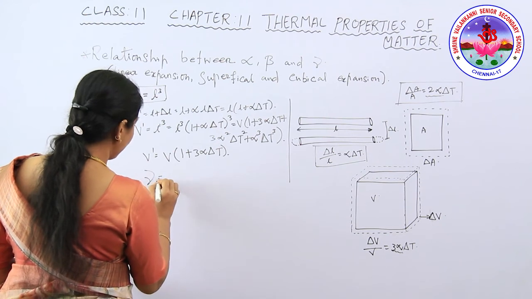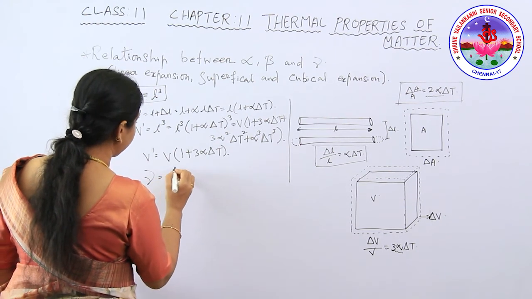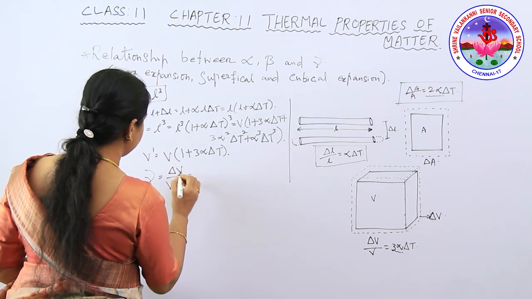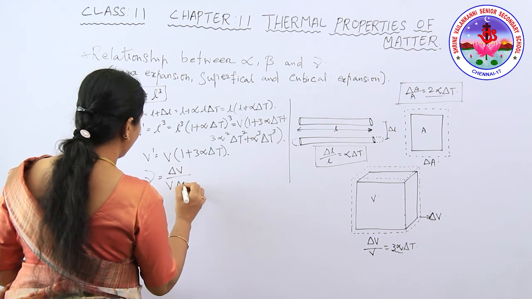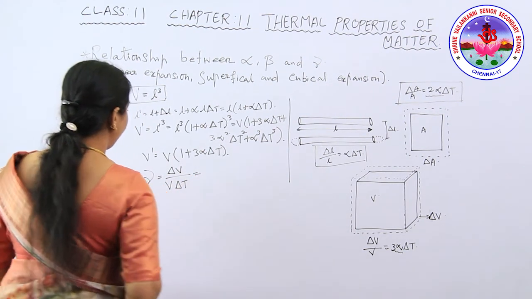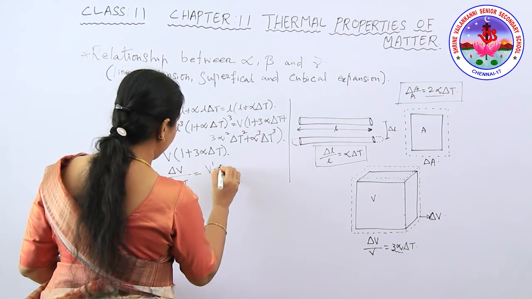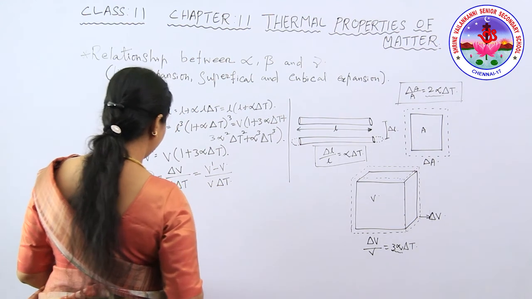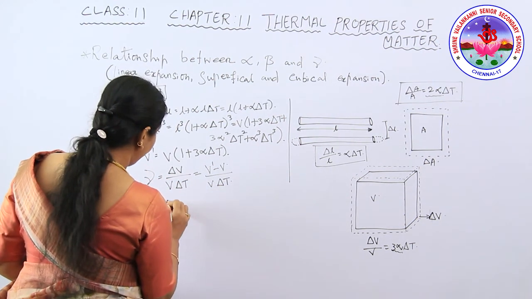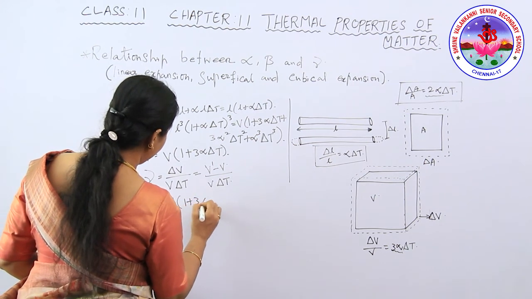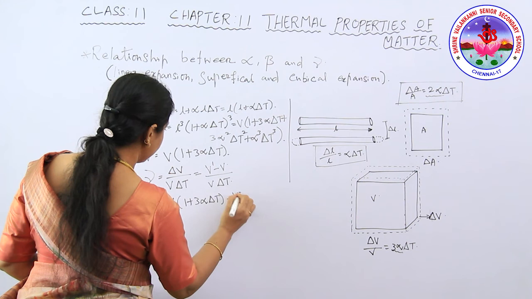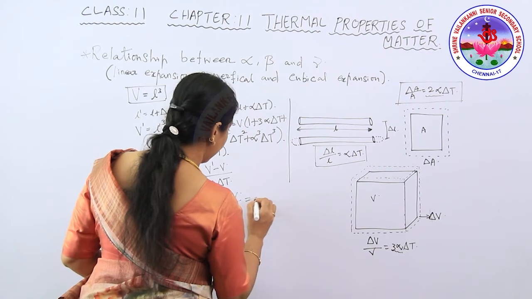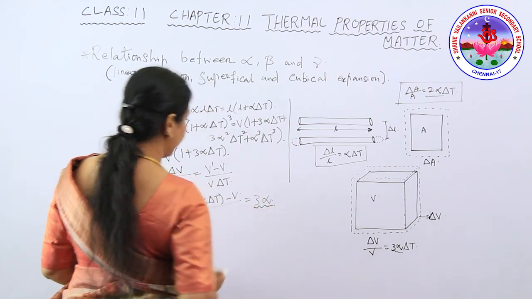So this gamma is what? As from the cubical expression we know that gamma is equal to del V by V into del T. That is the change in the volume over the original volume into the rise in temperature. From this we can write V dash minus V whole divided by V into del T, right? Here we can write V into 1 plus 3 alpha del T minus V whole divided by V into del T. That is equal to 3 alpha, right?